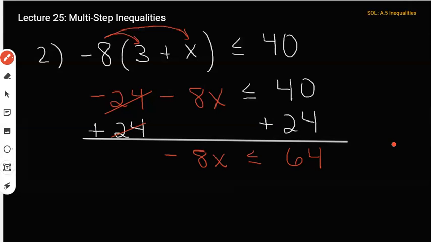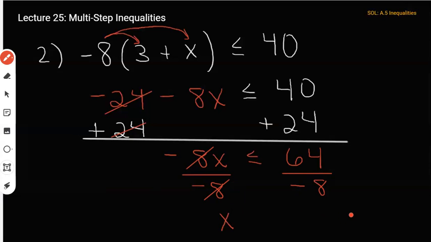Okay, so the last thing I need to do is get rid of the negative 8 somehow. Since it's being multiplied by x, I'm going to do the opposite. I'm going to divide both sides by that negative 8. What that's going to do is it's going to cancel out the negative 8s on the left side, so I can cross those out.